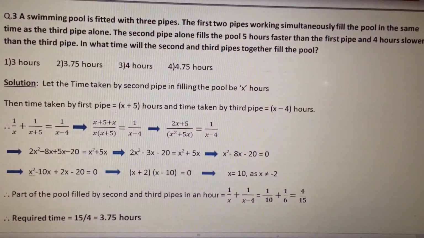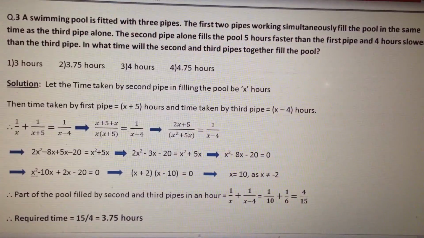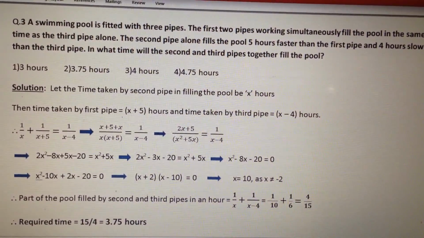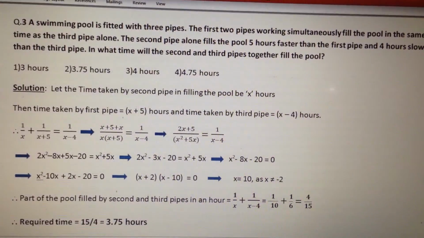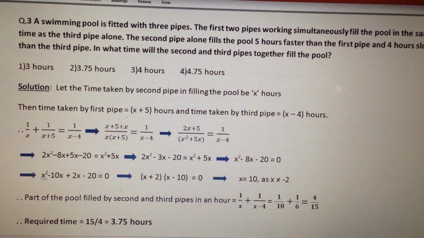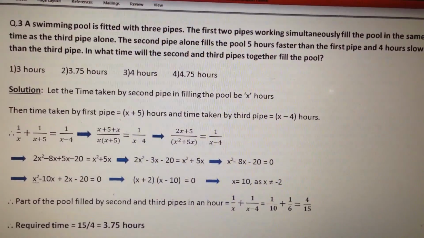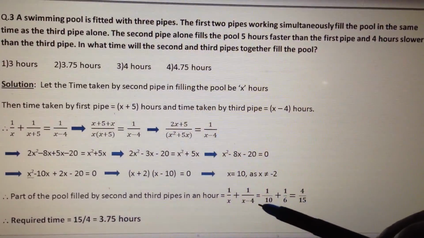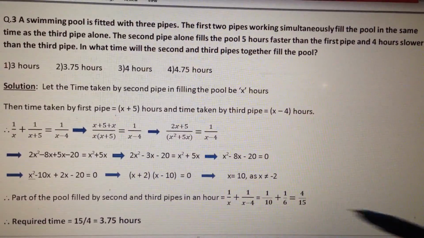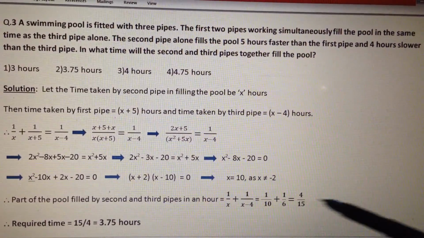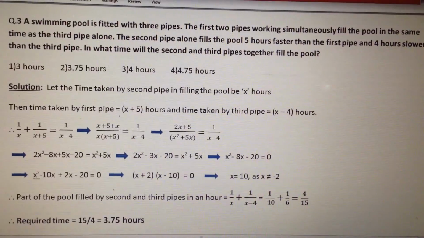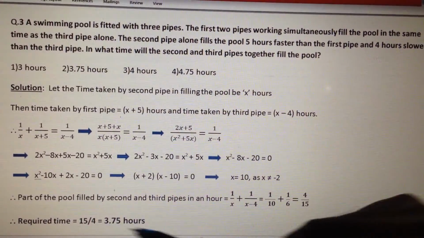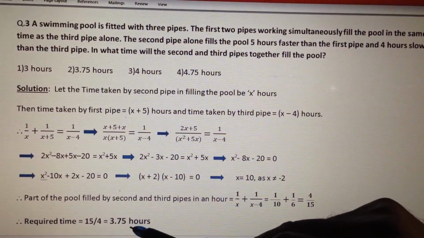We can solve it and we get x is equal to 10 because x cannot be minus 2. Now we are asked to find out the part of the pool filled by second and third pipes. So part of the pool filled by second and third pipes in 1 hour is equal to 1 by x plus 1 by x minus 4, which is equal to 1 by 10 plus 1 by 6, which is equal to 4 by 15. So the required time to fill the pool is equal to 15 by 4, which is nothing but 3.75 hours.